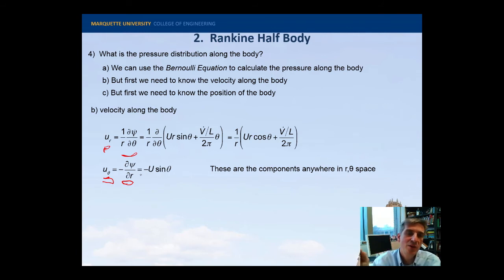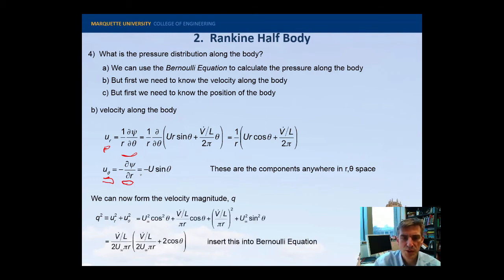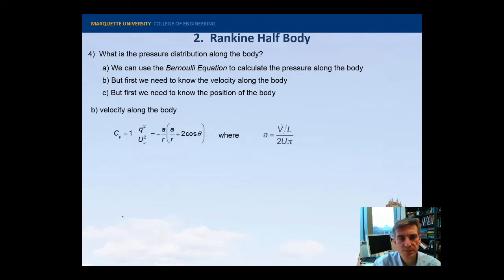So these are the velocity components, u of r and u of theta, everywhere in space, right? Not just on the body. This describes the entire flow field. So we can form our velocity magnitude, just the magnitude, by taking the vector components. So q squared is defined as u of r squared plus u of theta squared. And I got all those terms, so I can shove them in there and square this and simplify it down a little bit. So I get this expression here for how the magnitude changes with respect to r and theta. And I can insert this into Bernoulli equation.